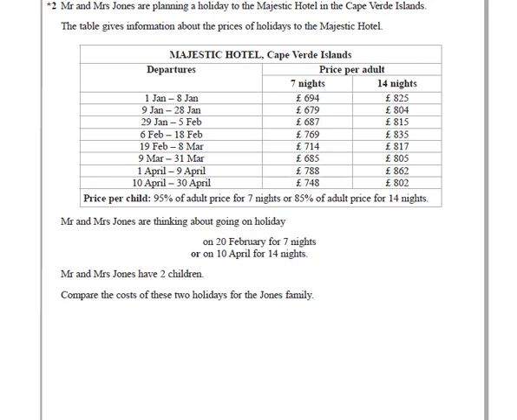Question number 2. Mr. and Mrs. Jones are planning a holiday to the Majestic Hotel in the Cape Verde Islands. The table gives information about the prices of holidays to the Majestic Hotel. Mr. and Mrs. Jones are thinking about going on holiday on the 20th of February for 7 nights or on the 10th of April for 14 nights.